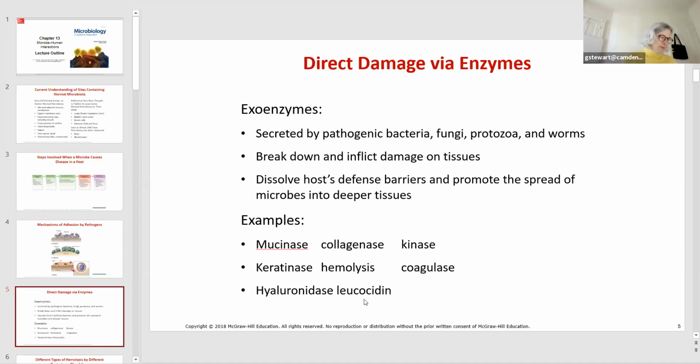Notice on the handout I wrote not all bacteria can produce these. Most bacteria only produce one. Some super virulent bacteria may produce more than one of these. And I think the list is a little bit longer.